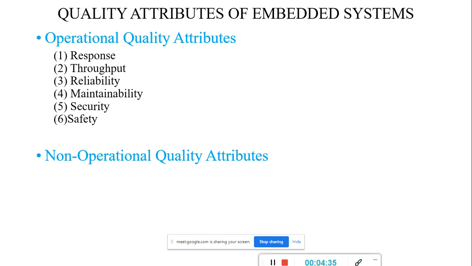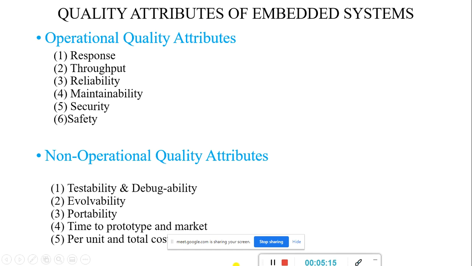Next, the efficiency of the system, which is nothing but the throughput of the system. Durability or reliability or trust is the third important quality attribute we will see in the class. Then maintainability, security and safety. These six are the important operational quality attributes. You can remember them as RTRMSS. The most important question you may get is: explain the quality attributes of an embedded system. You are supposed to explain both operational and non-operational quality attributes.